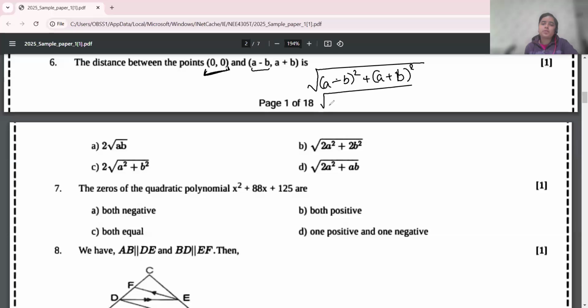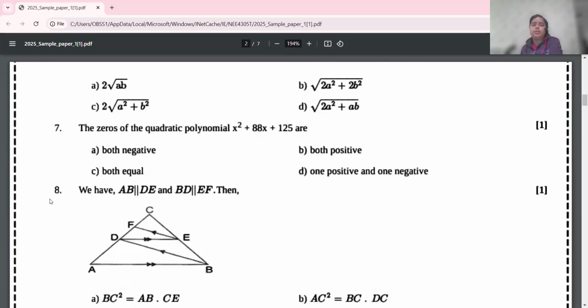Opening up the squares here, we get a square plus b square minus 2ab plus a square plus b square plus 2ab. Plus 2ab minus 2ab cancel, and we get option number B, root of 2a square plus 2b square. Moving on to the next question. The zeros of the quadratic polynomial this are.